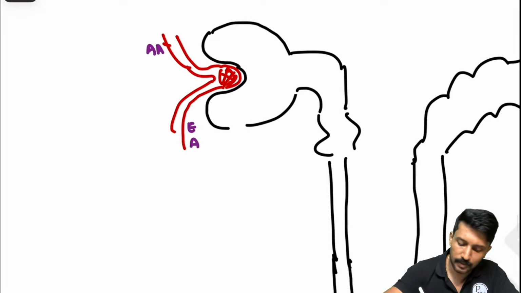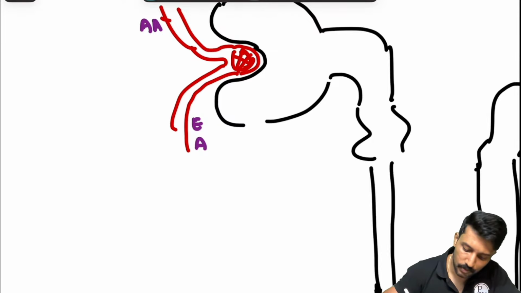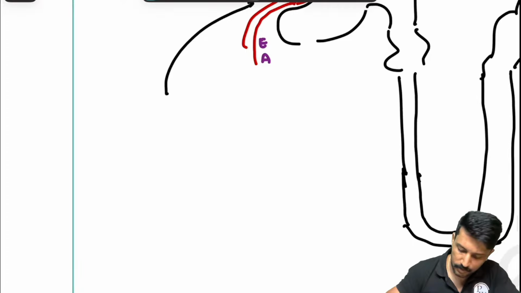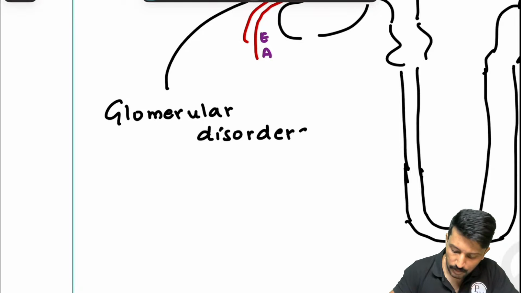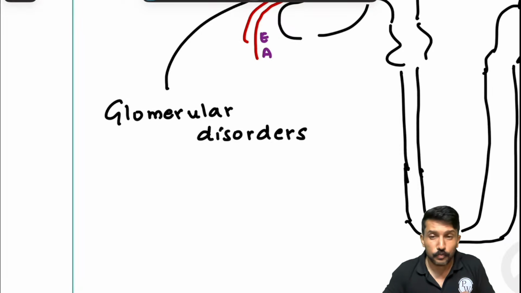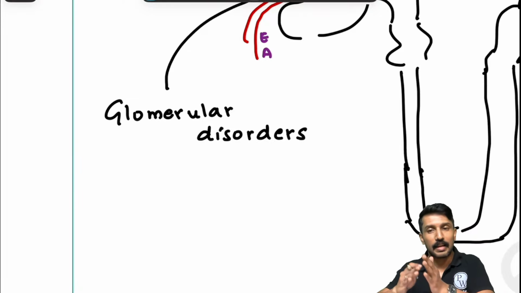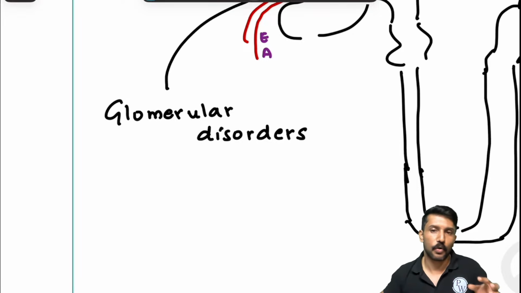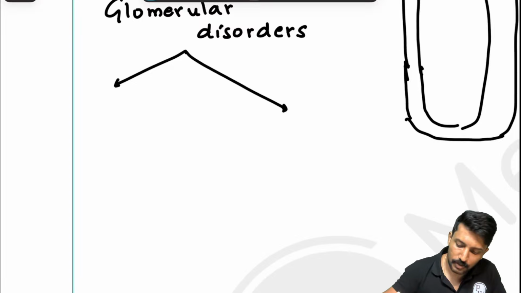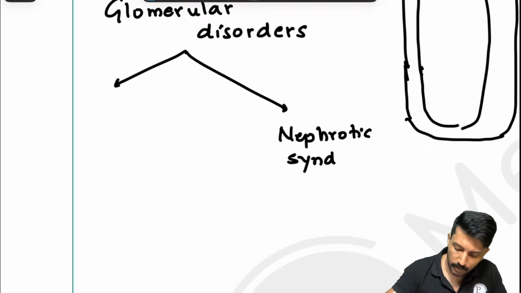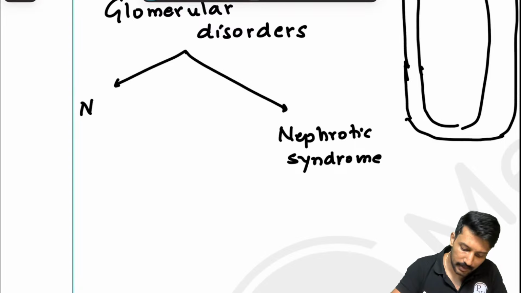So first, let us understand how do I recognize the glomerular disorders. So first thing we are going to address is what we call as glomerular disorders. And when we are talking about glomerular disorders, when glomeruli get affected, they present with one of the two symptoms. One of them is nephritic syndrome, the other one is nephrotic syndrome. So patients of glomerular disorders present with either nephrotic syndrome or nephritic syndrome.